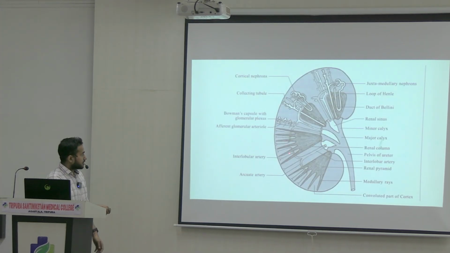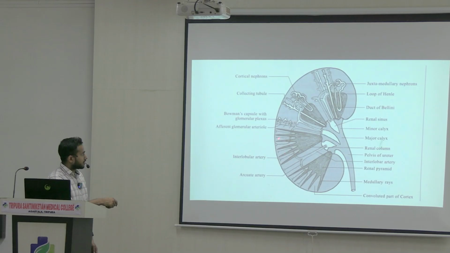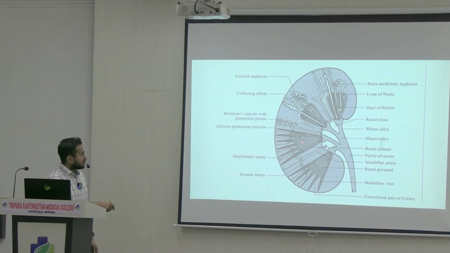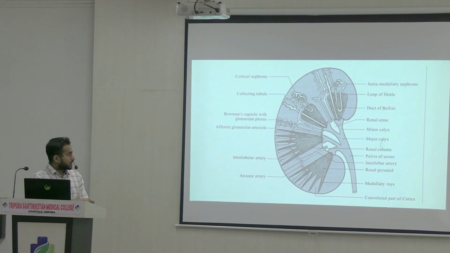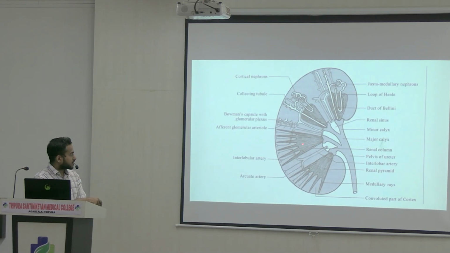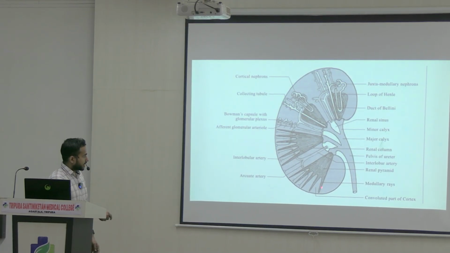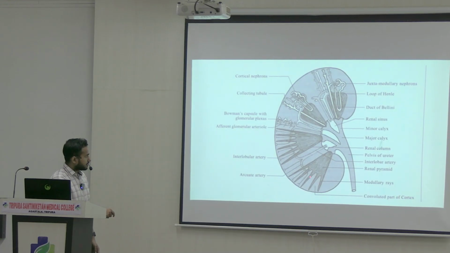Now here you can see, this particular part is the cortex, and this is the medulla. In the medulla I have mentioned that striations are present. Here you can see, because of these structures the striations are present. Next, here you can see the medullary rays. So these are the medullary rays.